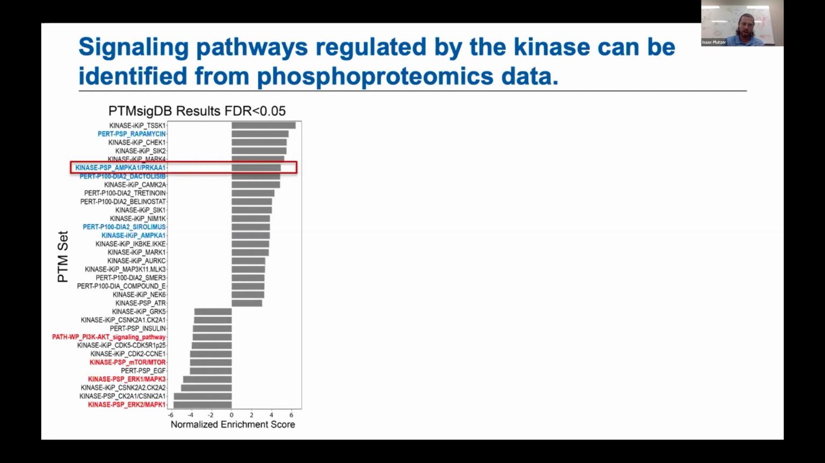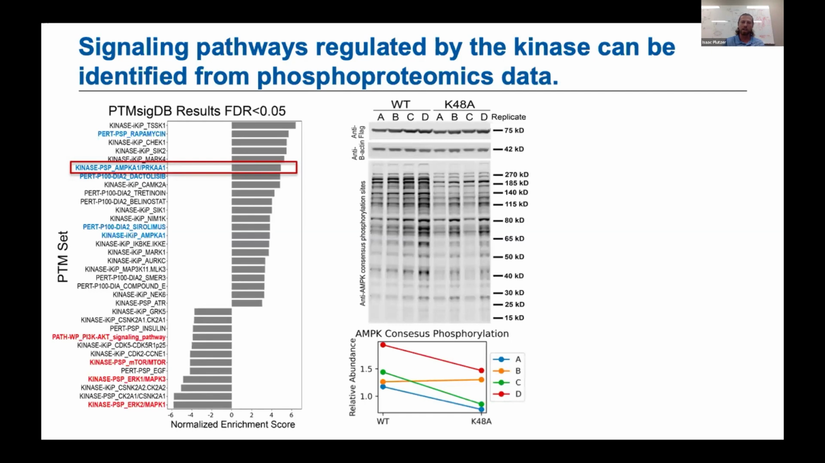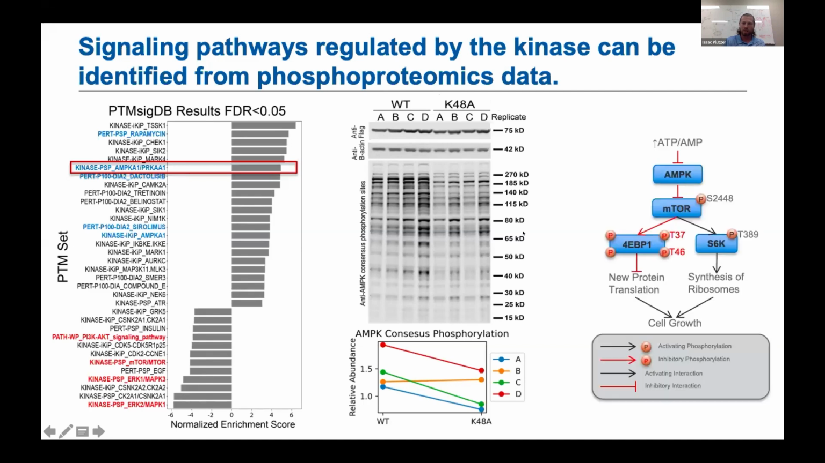So from this analysis, it predicts upregulation of AMPK. And so I go into lab and I can do a Western blot for AMPK substrates. Here I'm comparing the wild type kinase to transfection with the kinase dead control. And what you can see is that there's an increase in signal from AMPK consensus sites, phosphorylated AMPK consensus sites, with the wild type kinase when compared to the negative control. This allows me to begin placing this kinase within known signaling pathways.